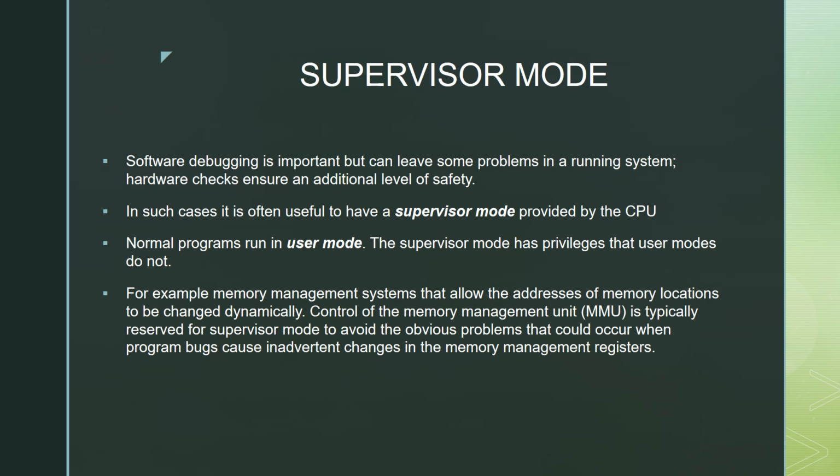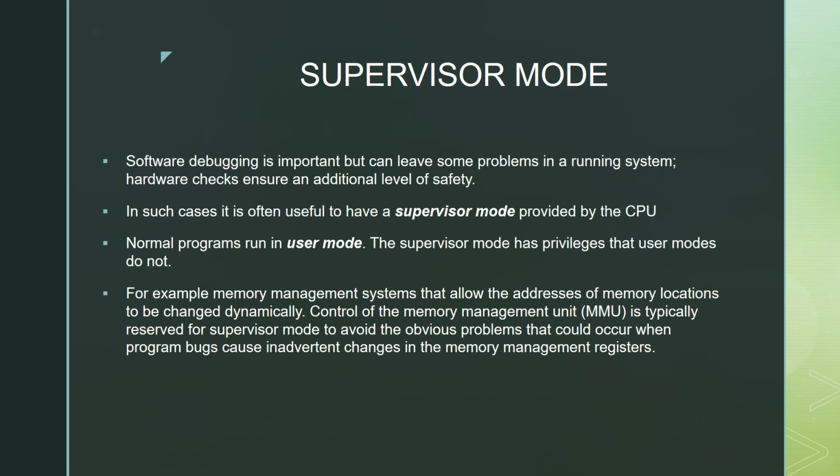During the normal program run, the CPU is in user mode. The supervisor mode has some privileges that user mode does not. For example, the memory management unit can change the addresses of memory locations dynamically. The control of the memory management unit is typically reserved for supervisor mode, in order to avoid the obvious problem that could occur when program bugs cause inadvertent changes in the memory management registers. And during that time, the CPU enters into the supervisor mode.